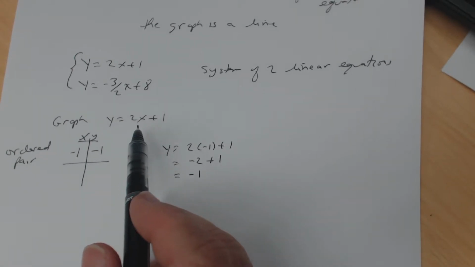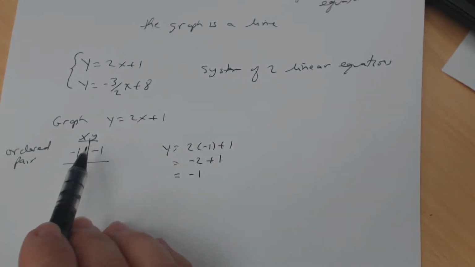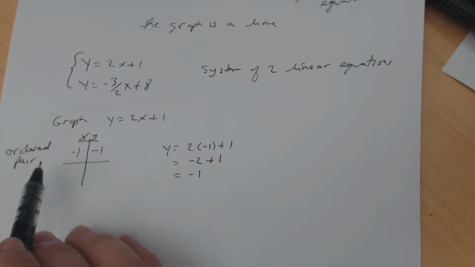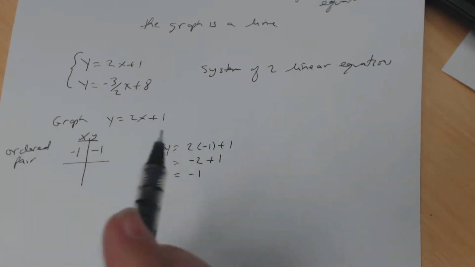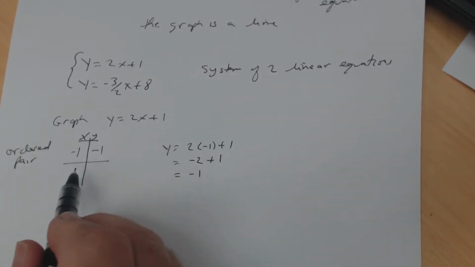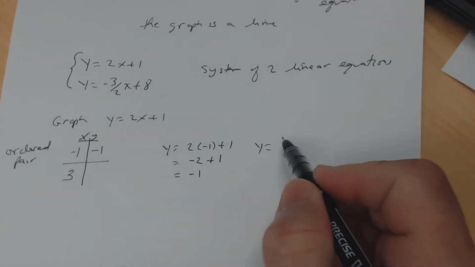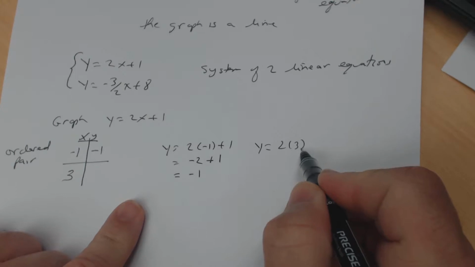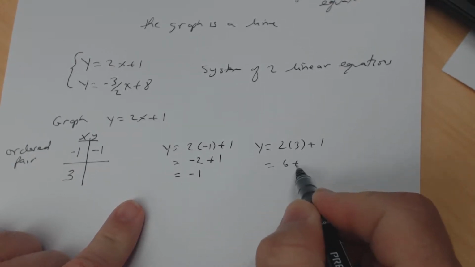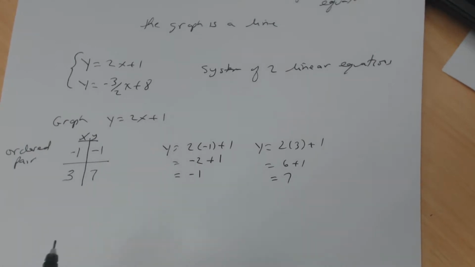Remember, in order to graph a line, you need at least 2 points. We're graphing these ordered pairs with x and y in alphabetical order, x first, y second. Now, if I let x be 3, I would get y equals 2 times 3 plus 1, so that's 6 plus 1, which is 7. So I get the ordered pair 3, 7.